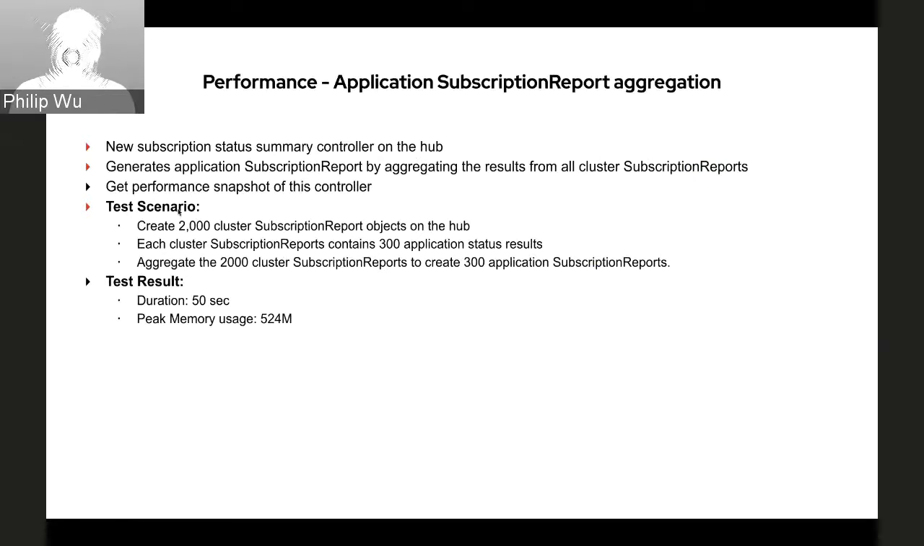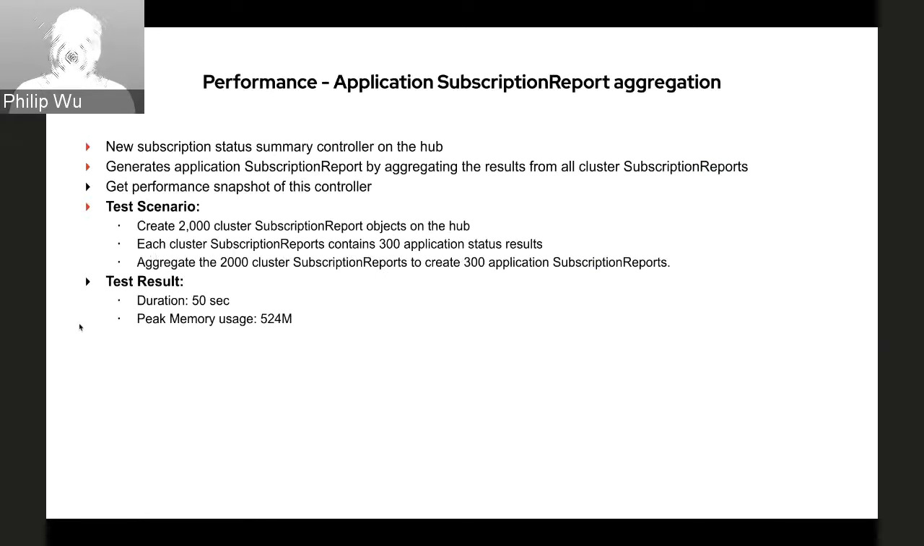So the test scenario that we ran, we've created 2,000 cluster reports on the hub, and in each cluster report, we created 300 application status results. So what we're simulating here is an environment where there are 2,000 clusters with 300 applications on each cluster. The controller then would create the 300 application reports by aggregating the results from the 2,000 cluster reports.